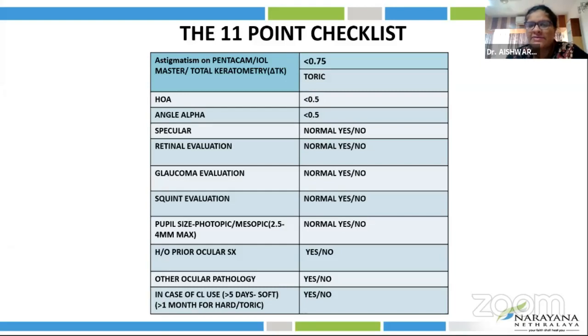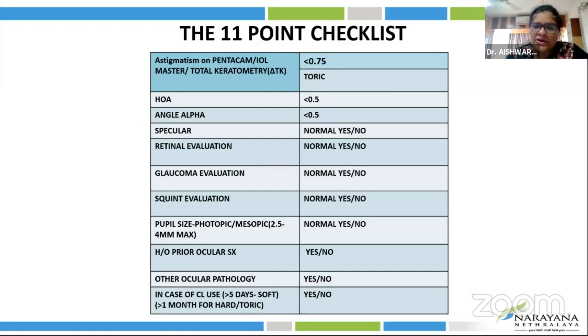the patient has astigmatism which is less than 0.75, and then we'll go for a routine and not a toric IOL. Then higher order aberrations which have to be less than 0.5, angle alpha which is less than 0.5. Specular has to be spot on, the retinal evaluation, glaucoma evaluation, and the squint evaluation also have to be spot on. The pupil size makes a big change in terms of the millimeter size, which is 2.5 to 4 millimeter, which helps us to take a very good decision whether to go for a multifocal or trifocal or not.